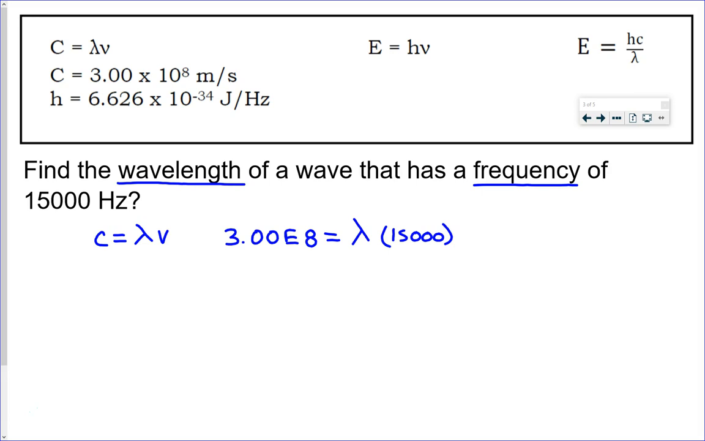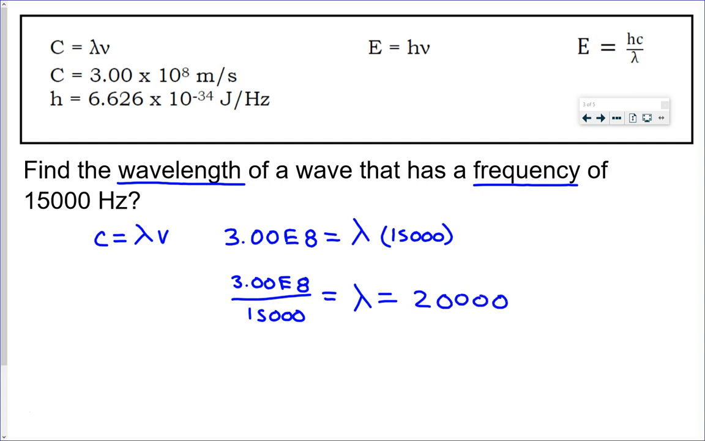Solving this for lambda, we are going to divide both sides by 15,000. We get 3.00E8 divided by 15,000, which equals our lambda. And then that lambda, if you go through and you do that calculation, you get 20,000.